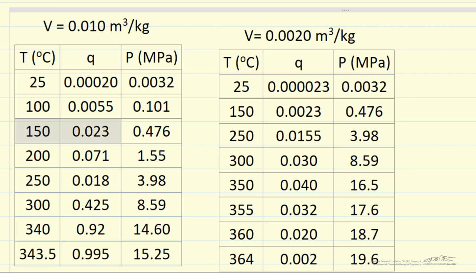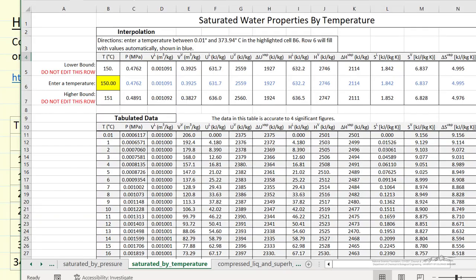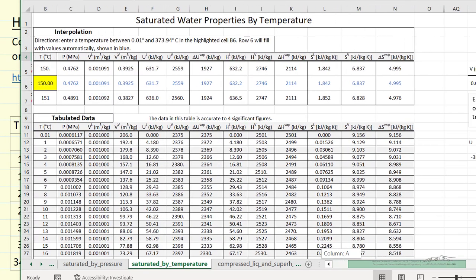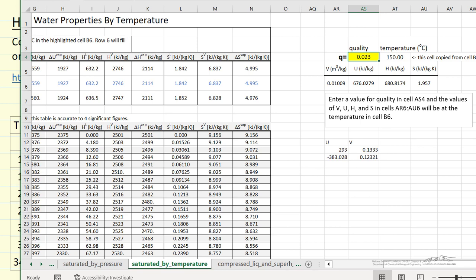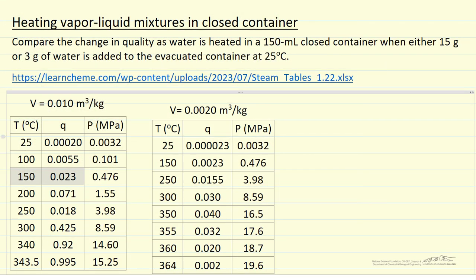At 150 degrees, we look at the quality, and the pressure here, of course, is the saturation pressure at 150 degrees. If I go to the steam table and put in 150 degrees, these steam tables will do the calculations of quality. I have to use trial and error to put in a quality, but it doesn't take very much, to get a specific volume of 0.01. This accuracy is more than sufficient for what we're trying to do. So the quality 0.023 is the value in the table. I did this at these various temperatures for these two specific volumes.